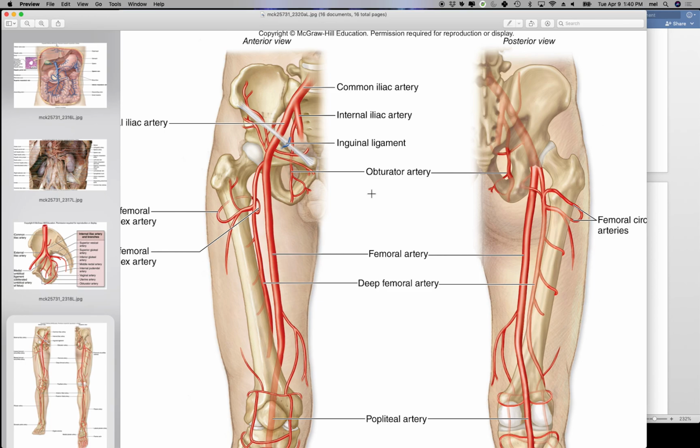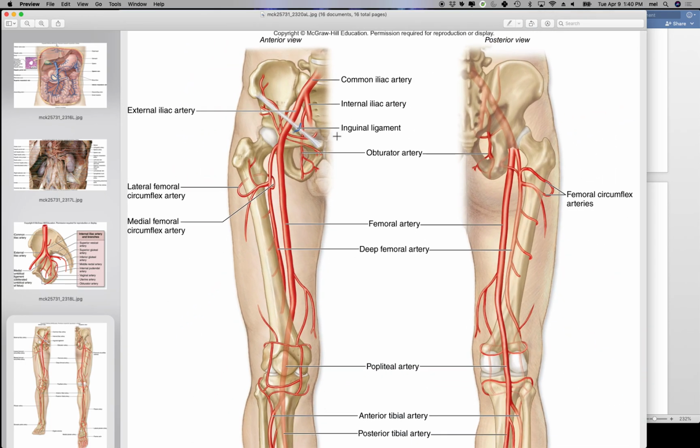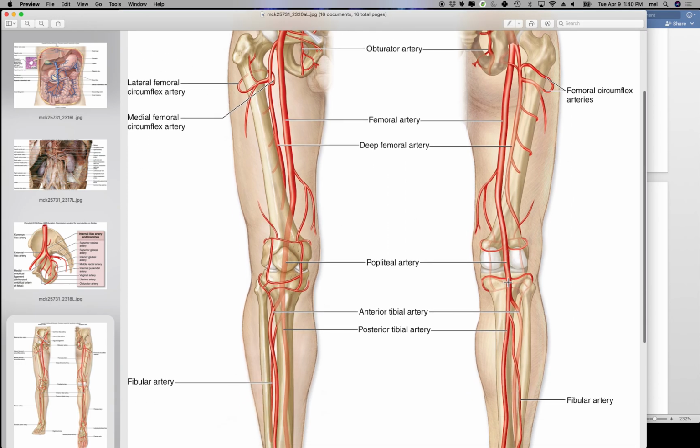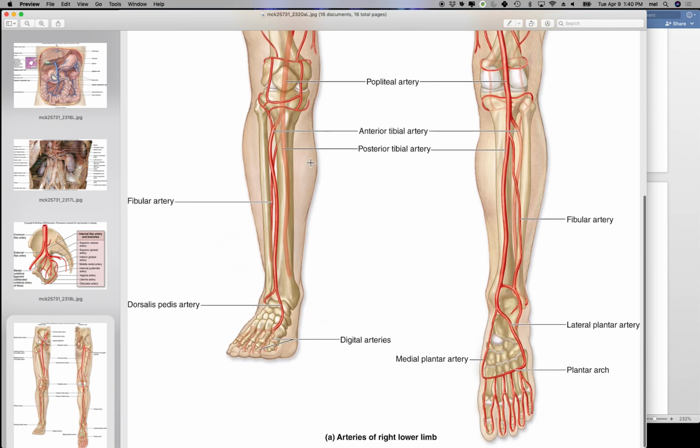So it is called external iliac, yeah? So common iliac before it branches, then internal and external. External until it goes through the inguinal canal, and then here, what are you going to call it? So easy, femoral. What are you going to call it as it goes behind the knee? Popliteal. What are you going to call it as it goes behind the tibia?